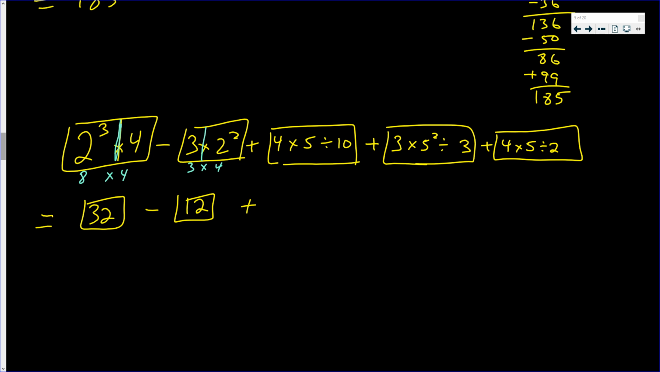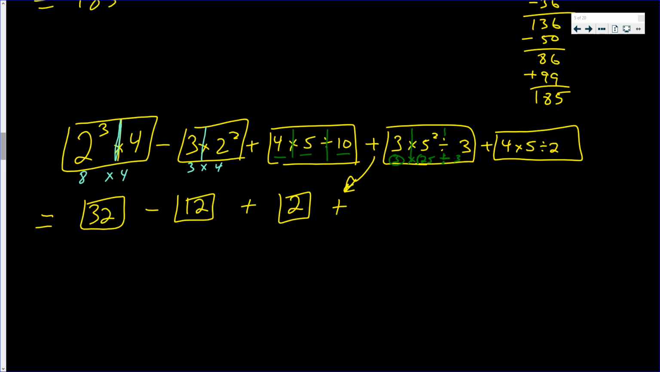Plus 4 times 5 divided by 10. 4 times 5 is 20. Divided by 10 is 2. Minus, oh, sorry, clearly says plus 3 times 5 squared divided by 3. So this is 3, and we're multiplying by 5 squared, which is 25, and then we're dividing by 3.